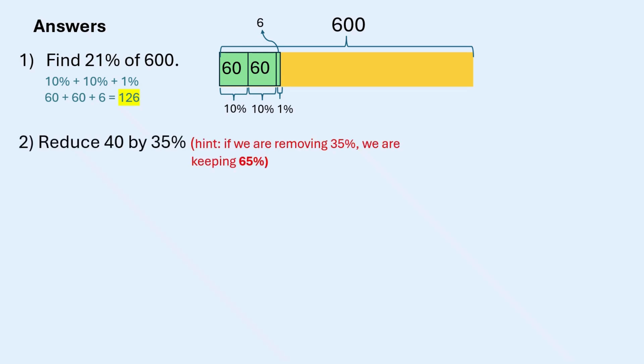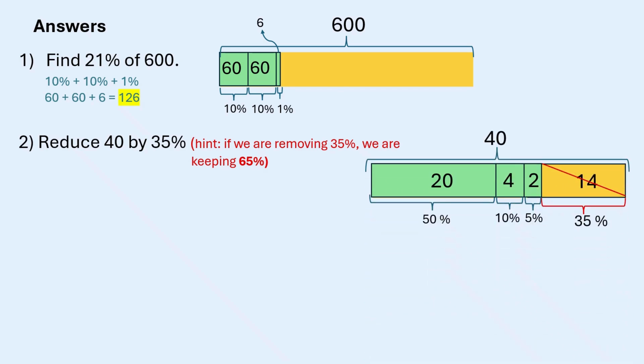Question 2 was reduce 40 by 35%, and one way we could think of that is that if we are removing 35%, we would be keeping 65%. So we could work out 65% of 40. As you can see on my bar model, I've broken that up to 50%, 10% and 5%, which would add up to 26. If you did it the other way, you might have worked out 35% of 40, which is 14, and then subtracted that from 40, which would also give you 26.